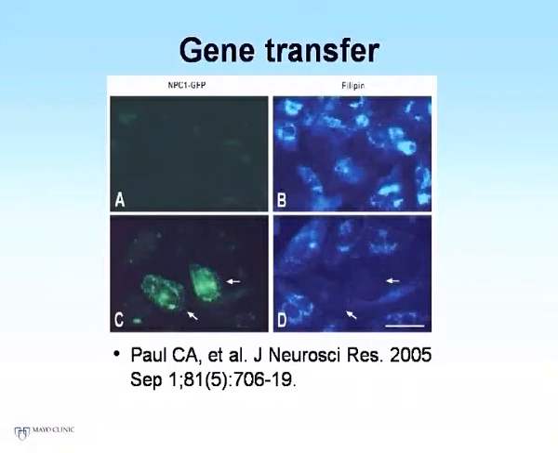These are just a few pictures. So this shows some studies that were done showing that you can put the Niemann-Pick gene into a mouse brain and it will get into some cells and it will work for a while.